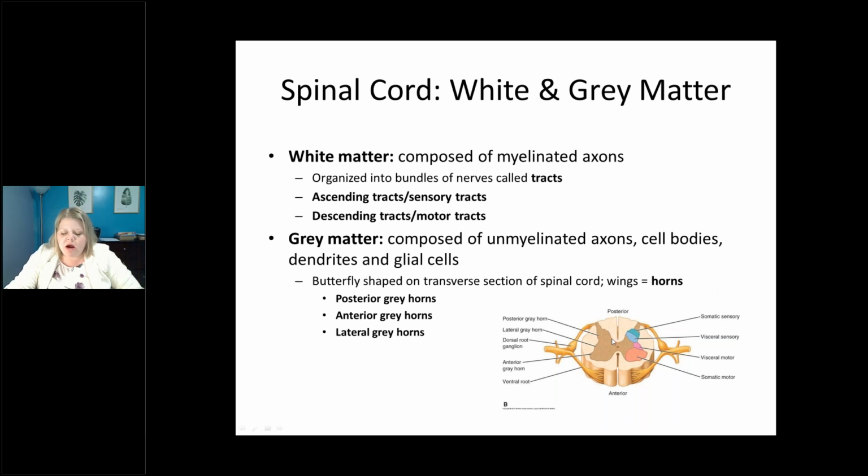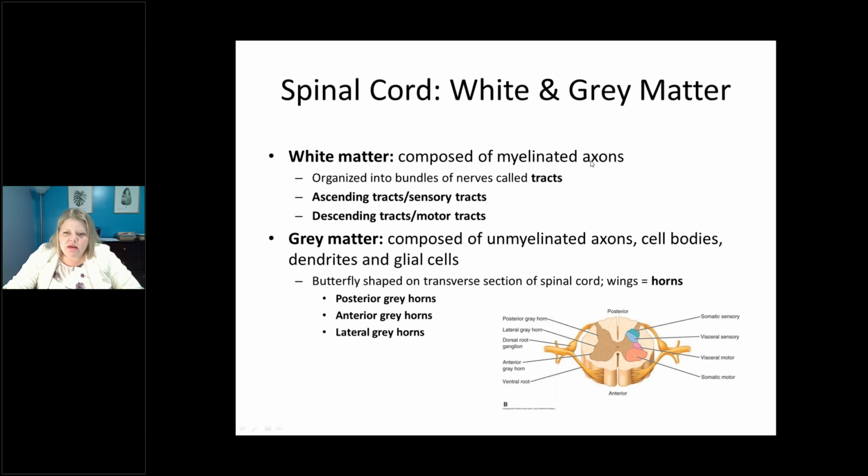The posterior portion of the spinal cord is receiving sensory information. So the posterior gray horn is a somatic sensory area and a visceral sensory area. That means information from the body and information from the organs is being received into the posterior gray horn of the spinal cord. And so tracts for the sensory information are going to be moving into this white matter and then moving up into the brain.